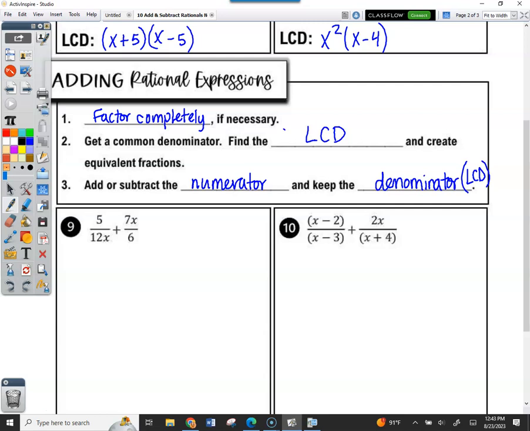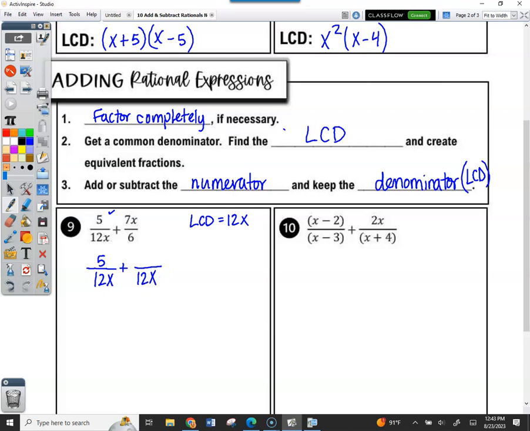Shouldn't take too long on this one. What's the LCD? 12x. It's 12x. So I'm just going to make a note that the LCD is 12x. So I know in my head the goal is to get 12x in the bottom. So this one's already there. This is just how I show my work. I'm going to bring down the one that's done, and I'm going to bring down a fraction and put 12x so I know that that's my goal.